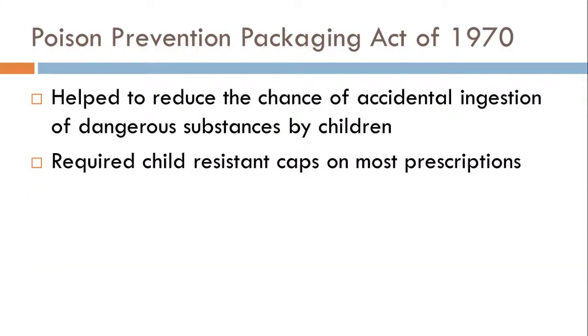The Poison Prevention Packaging Act of 1970. It's almost exactly what it says it is right from that act. This helped to reduce the chance of accidental ingestion of dangerous substances by children. Some things that you can do to deter that are the child-resistant caps, also blister packing. Iron tablets, for many of them, are in blister packs.